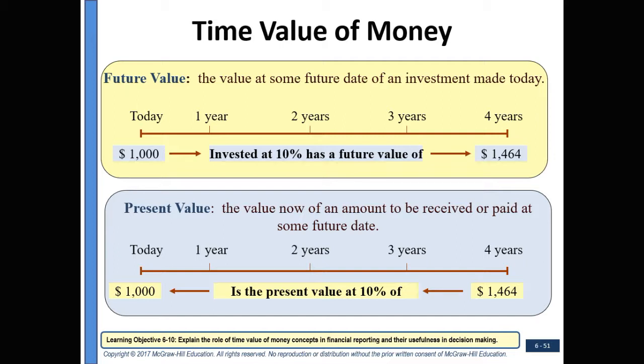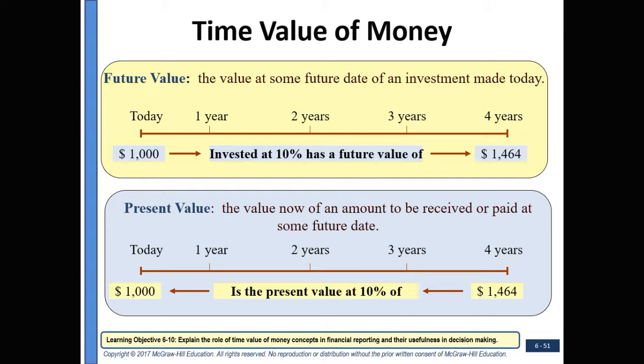The future value of money is used to determine the value at some future date of an investment that is made today. Future value refers to the amount accumulated when interest on an investment is compounded for a given number of periods. So for an example, an investment made today of $1,000 will return $1,464 4 years from now if it's invested at a 10% interest rate.